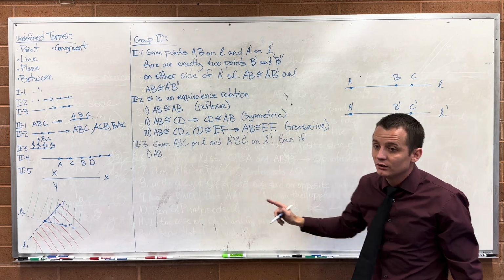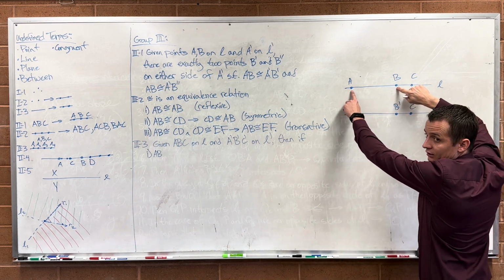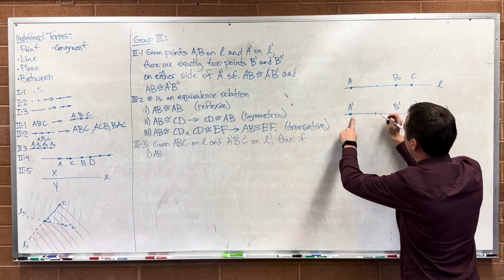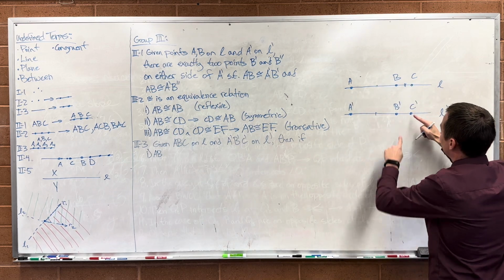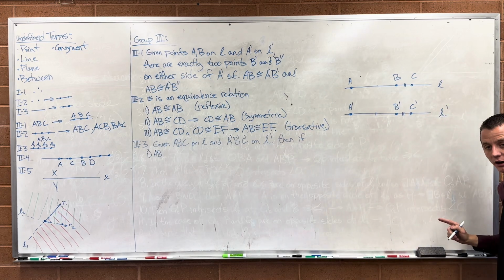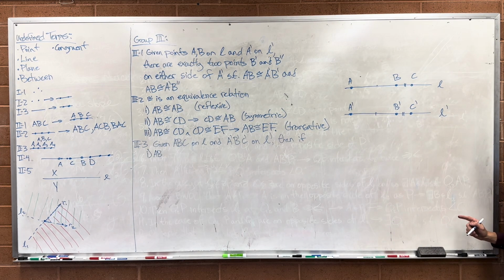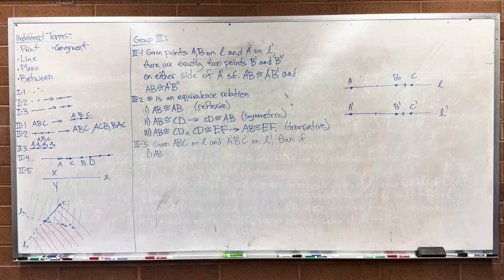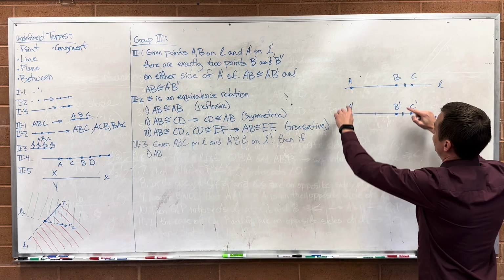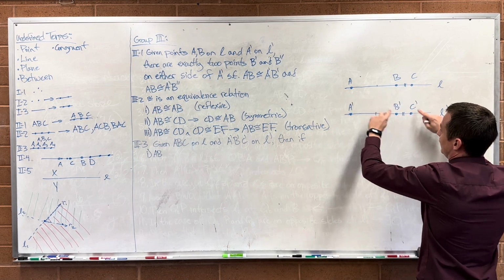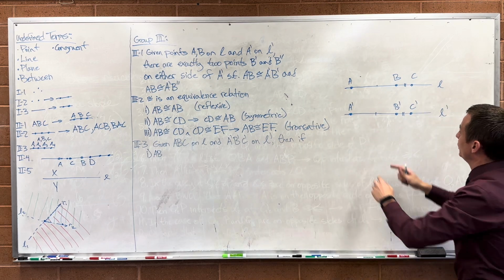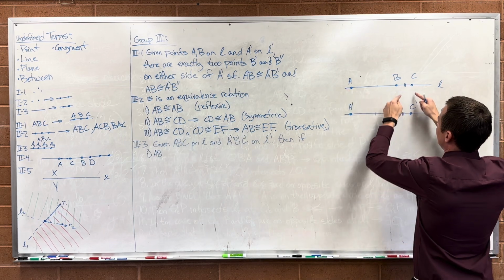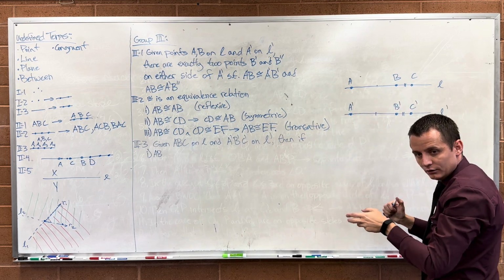Our first one says, if I know that AB is congruent to A prime B prime, and I know that BC is congruent to B prime C prime, what do I know? That AC is congruent to A prime C prime. The way we sometimes say that loosely is equals added to equals are equals. So if this is congruent to this, and this is congruent to this, then the whole thing is congruent to the whole thing. In other words, you take things that are congruent, add congruent things to them, and the result is congruent.